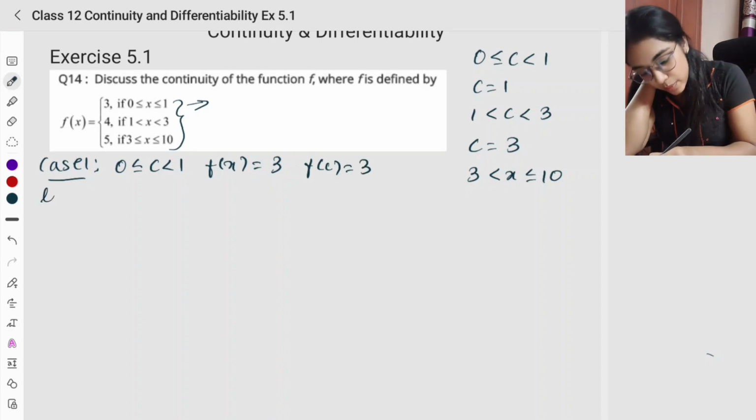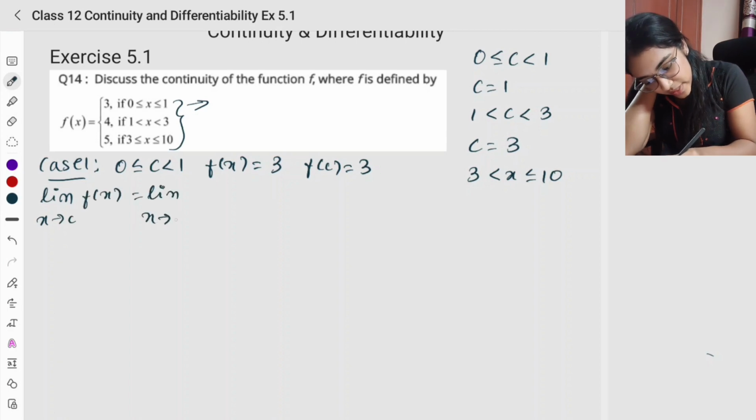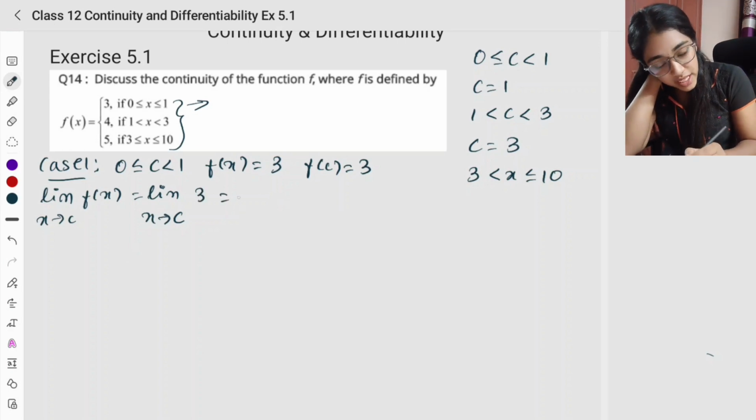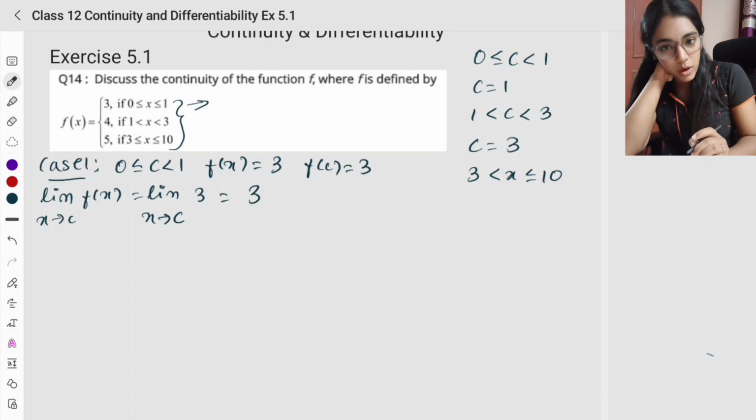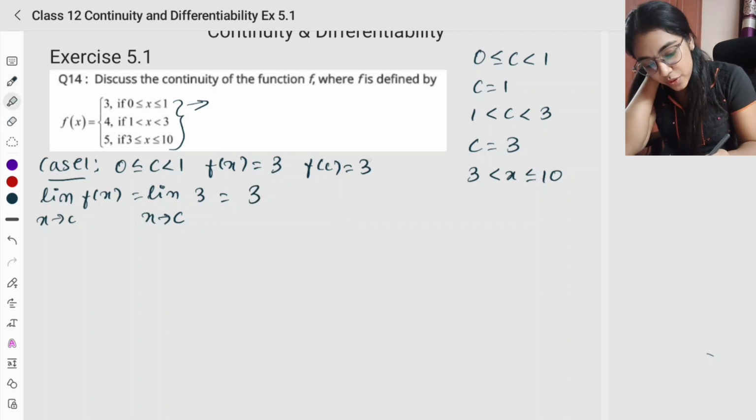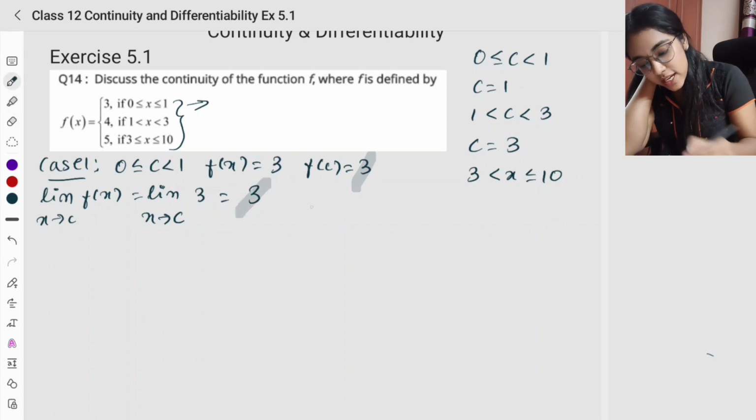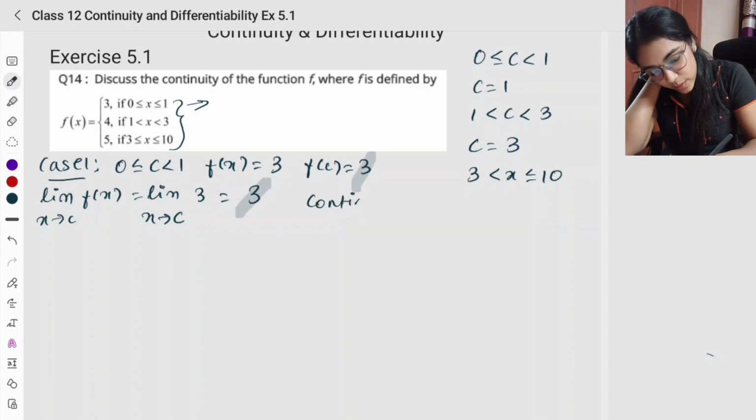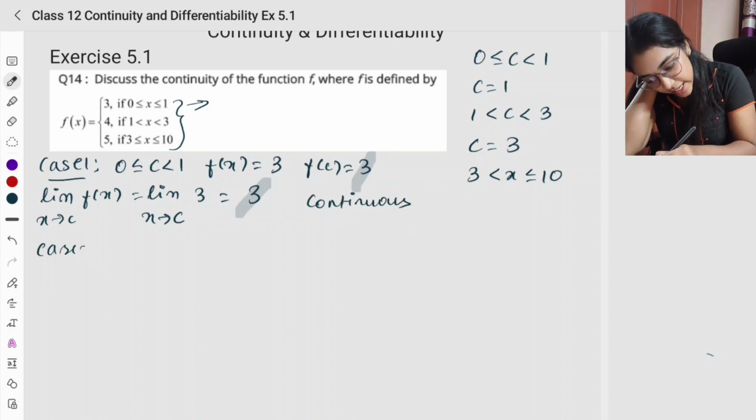Pretty straightforward. Now limit x tends to C of f of x, which is going to be limit x tends to C of, what is my f of x? 3. In the இடத்துல whatever my value of C, doesn't matter. The 3 is going to come out of the limit. Correct? So, what is my value here? F of C is 3 and the limit is also 3. So, it is continuous for the first case. So, it is continuous in the given range.